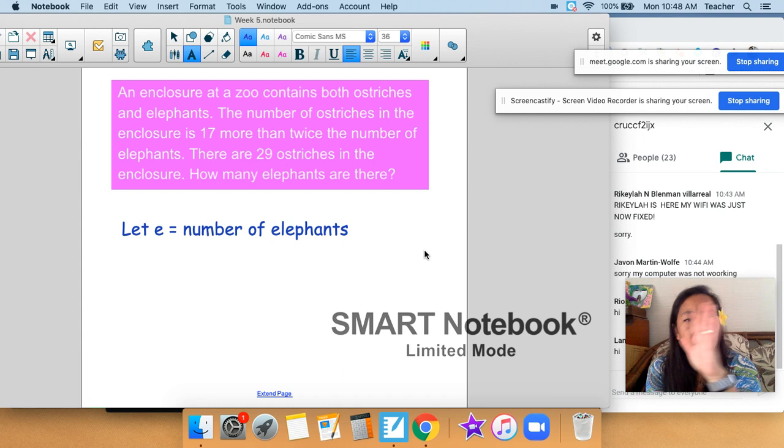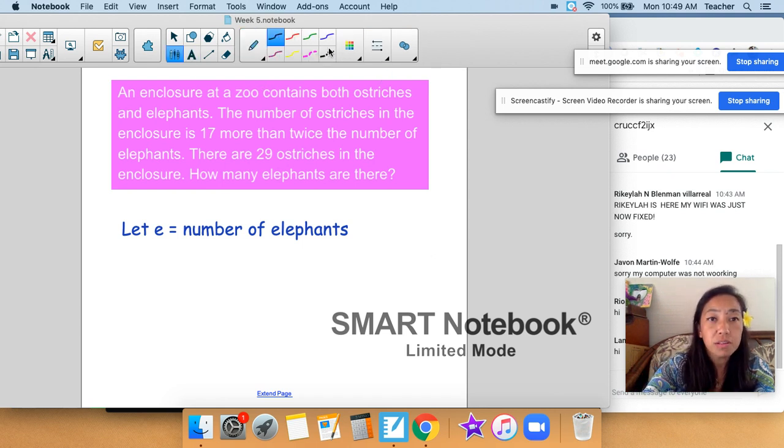I'm going to skip the whole thing about the zoo and the enclosure, and go to the number of ostriches. The second sentence: the number of ostriches in the enclosure is 17 more than twice the number of elephants. That more than, less than, is kind of tricky. You just have to remember, whenever you see more than or less than, that part comes after whatever is following it in that sentence.